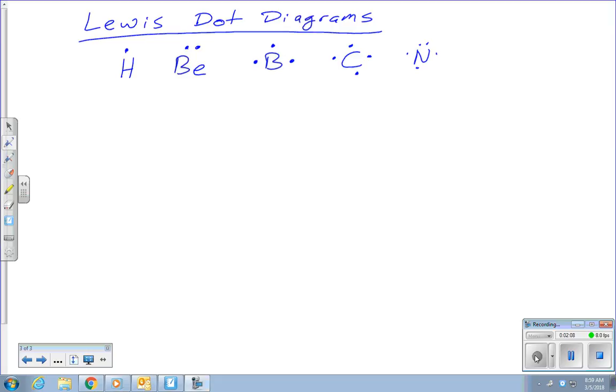The question was, how do you know where to put the dots? Basically, it doesn't matter which side you put them on, but you pretend like there's a box around the element symbol, and you can put 2 dots on each side. Because the magic number is 8, right? The most we're going to have on any of these is 8.